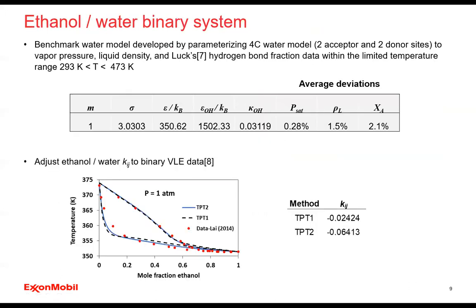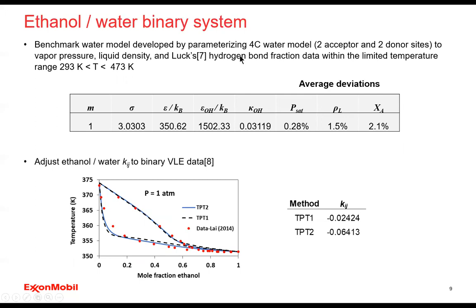Then we wanted to apply this new approach to water-ethanol data, but to do that, we first had to have a water model which gave accurate water hydrogen bonding predictions. There's been a lot of work in the literature applying SAFT models with a 4C approach to acceptor and donor sites to reproduce LUX data with mixed success. What we did is we applied this 4C water model.